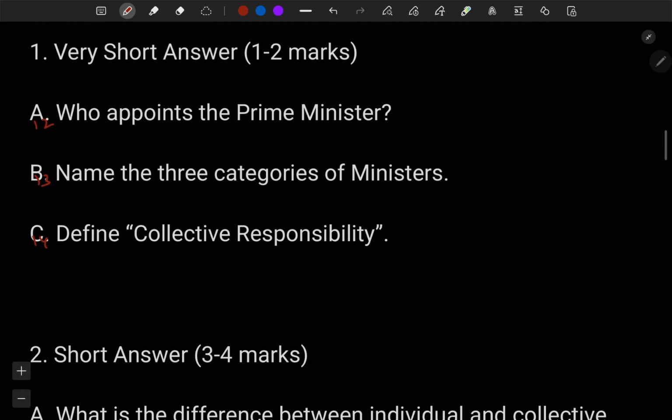Now answer these very short questions. Who appoints the Prime Minister? Our President is appointing him. Name 3 categories of ministers. Again, cabinet minister, ministers of state, and deputy minister.